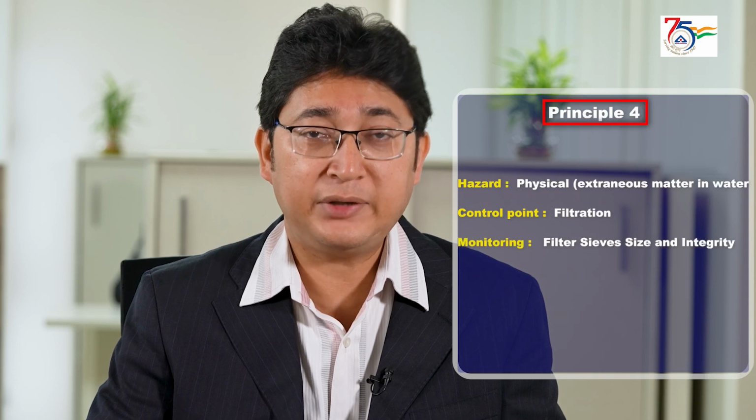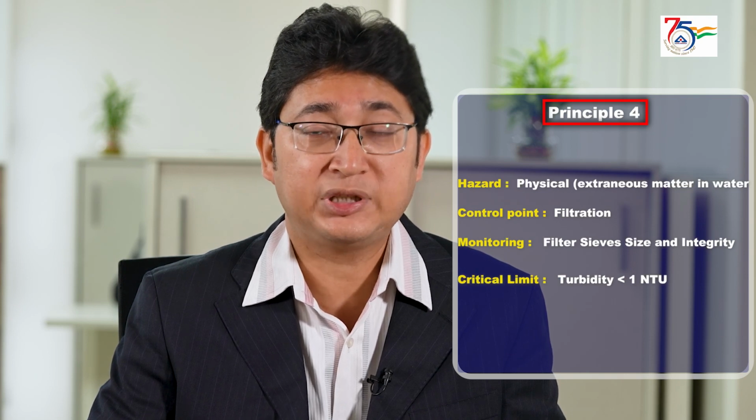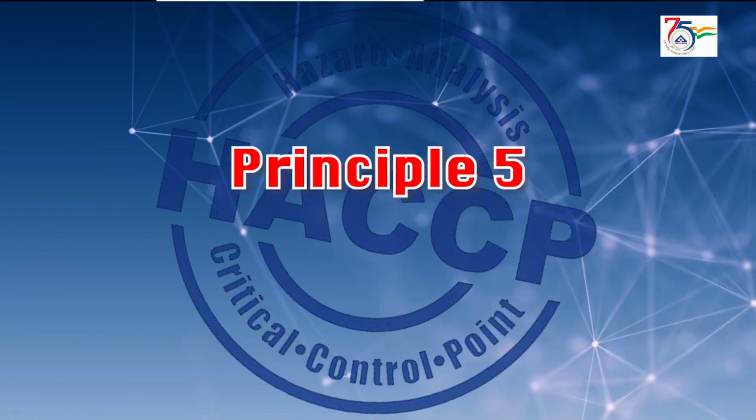Principle 4 establishes monitoring procedures, setting up checks for control measures at the CCP to confirm that the process is under control and within the critical limits. For example, let us consider a type of hazard. The hazard is physical, which is extraneous matter in water, the control point is filtration, and monitoring can be done by filter sieve sizes and integrity. The critical limit in this case would be turbidity of less than 1 NTU.